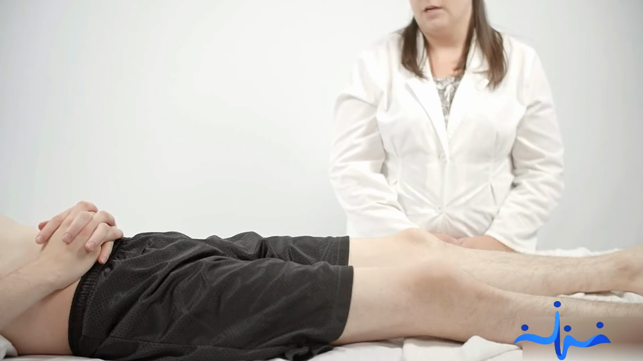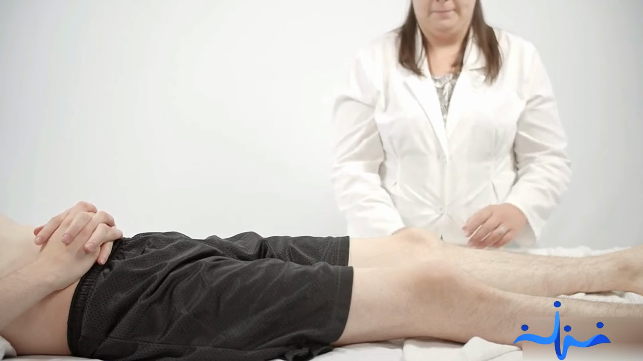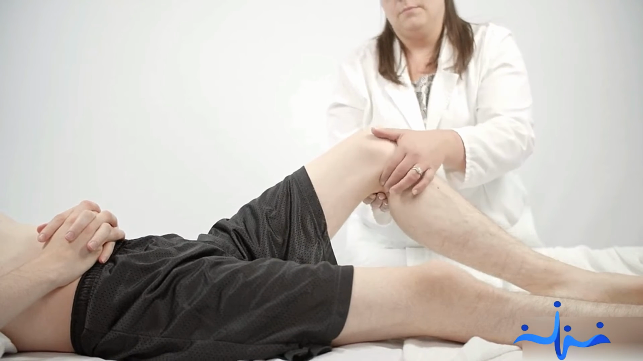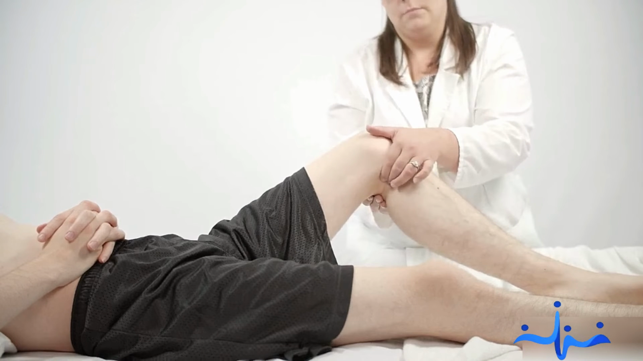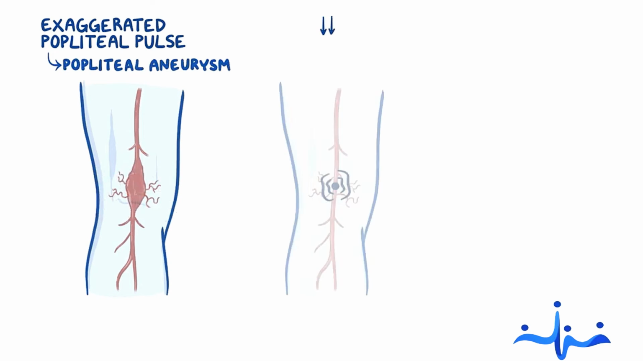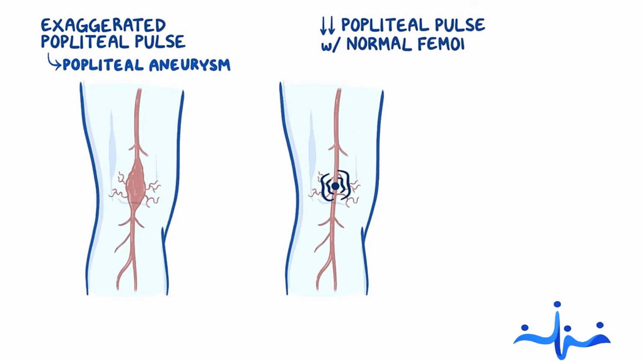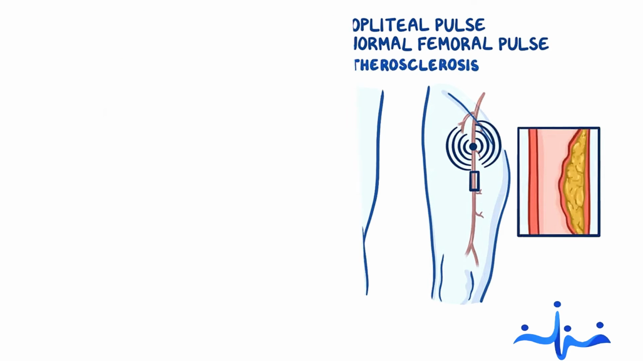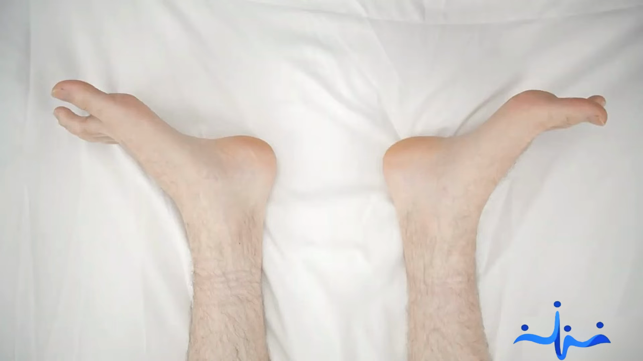Alright, let's take Fred's popliteal pulse too. Flex one of Fred's legs a little. It should be relaxed. Curl both hands around the knee and into the popliteal fossa, pressing deep. An exaggerated popliteal pulse is characteristic of a popliteal aneurysm. A diminished popliteal pulse with a normal femoral pulse tells us there's an obstruction of a thigh artery, which is characteristic of atherosclerosis.